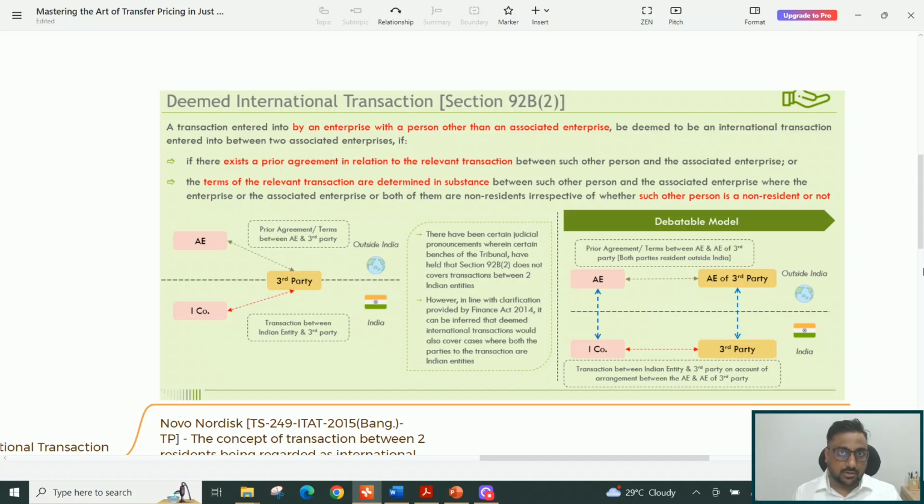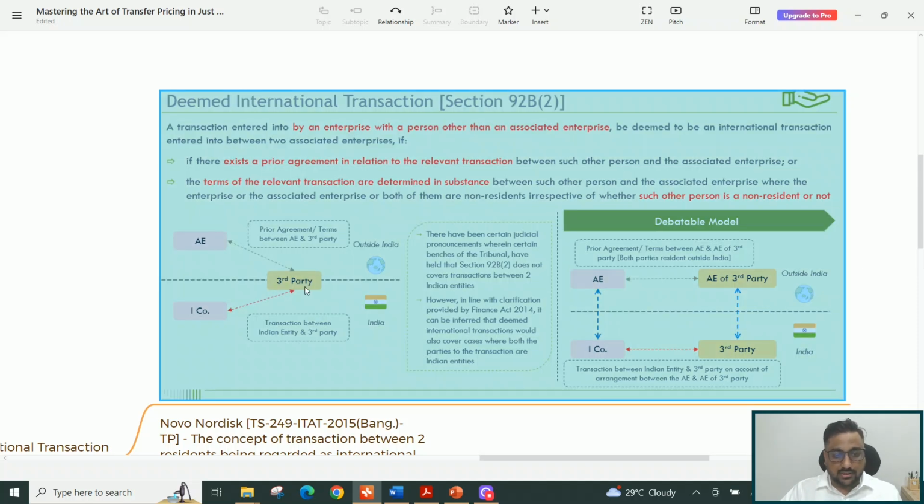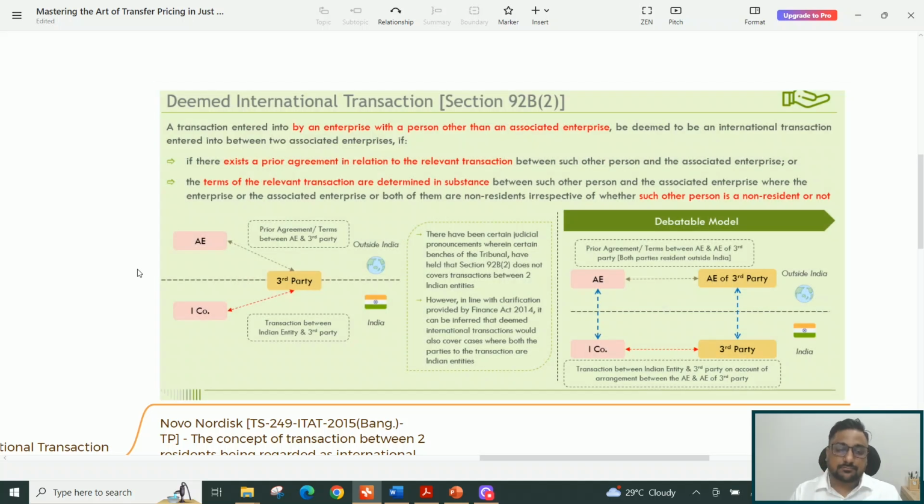The clarification in 2014 clarifies that irrespective of whether this third party is in India or not, if that transaction has been influenced by the AE of ICO, then the transaction between ICO and the third party is also required to be benchmarked. I hope this clarifies. Now there is also one debatable model, whether this type of transaction is also covered or not. Again, we have to follow a conservative basis. In case you specifically identify such transactions, please try to advise your client to report that transaction under Form 3CEB and do take the appropriate analysis.